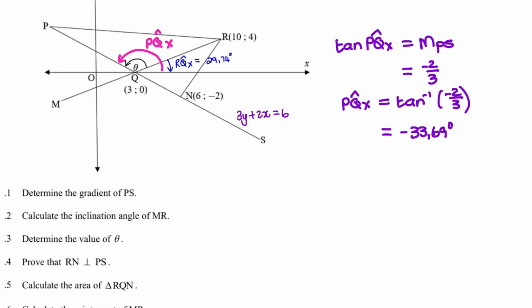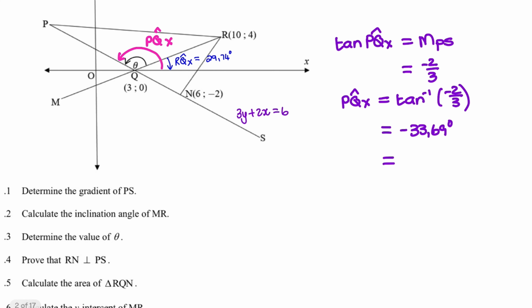But if you look on the diagram, you can see that this angle is not a negative angle. So what you simply do is you take that value and add 180 degrees to it. The negative answer is actually the angle of inclination in reverse. So when I add 180 degrees to that, I have the angle of PQX as 146.31 degrees. Now this value of 146 degrees is the full angle size. We still need to calculate the size of theta.